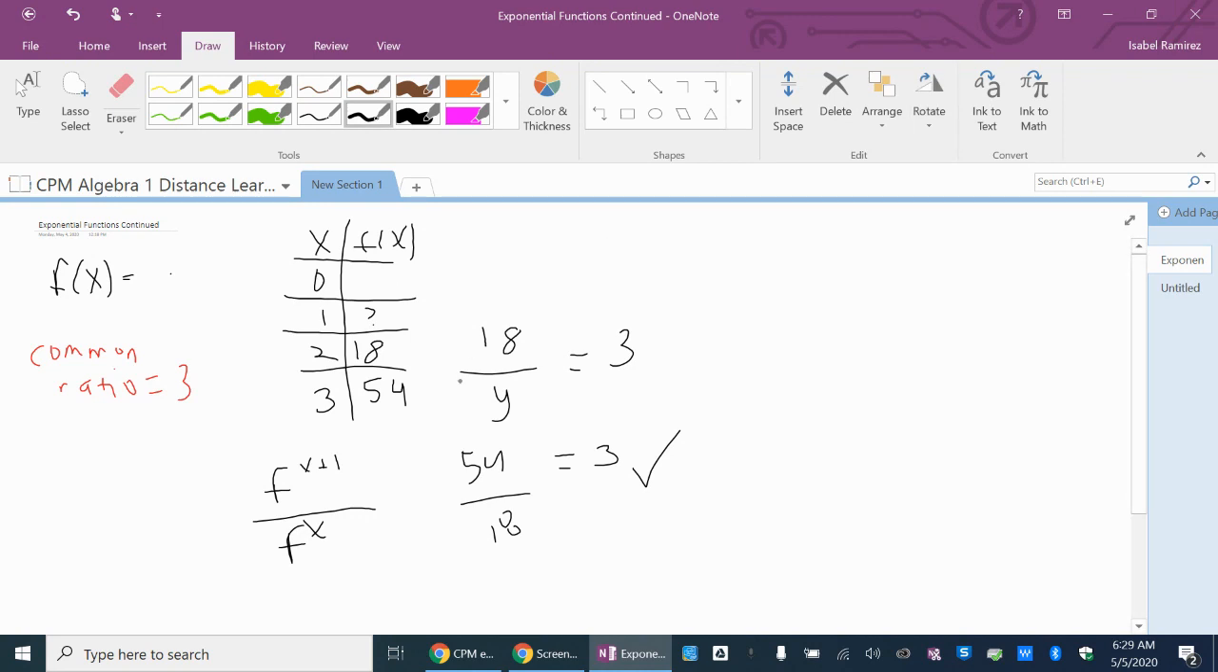Since we want to solve for y and the y is being divided, I am going to multiply both sides by y. So the left side I'm going to multiply by y, and then the right side I'm going to multiply by y. And these basically cross cancel. And now I have 18 on the left side equals 3y. And since I knew my common ratio had to be 3, that's where this 3 came from.